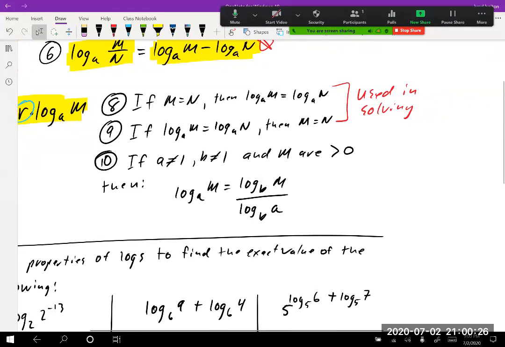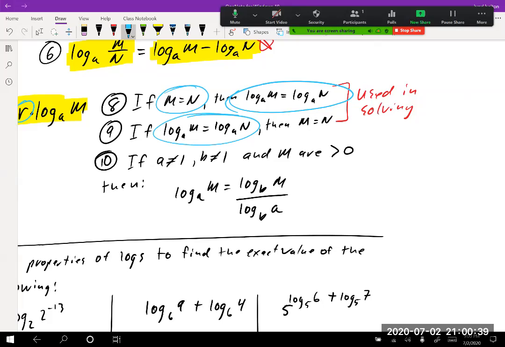This one over here, number 8, we're going to use 8 and 9 all the time in 5.6. If you have two things that are equal, then taking the log of those two things should not change that equality. It should still be balanced. If you have two logs that are equal and they have the same base, then you can just compare their arguments. Kind of like we did with exponents.